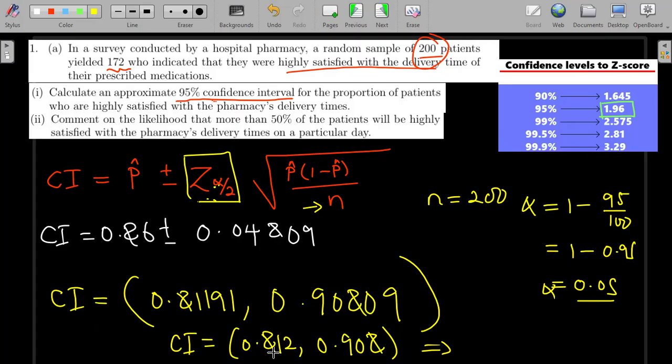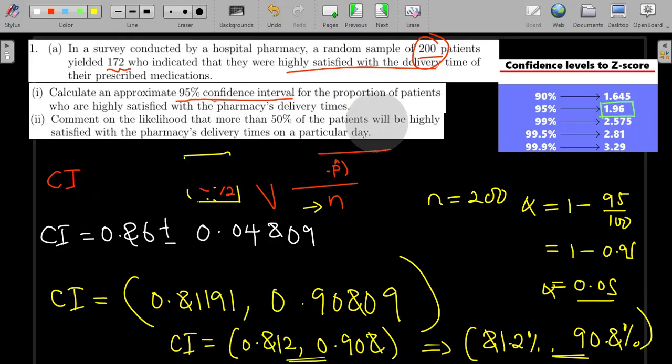I'm going to get 81.2%, and the other one would be 90.8%. So you can represent it like this, or you can represent it as this. There's no problem. Okay, so that was part 1. We found the confidence interval.